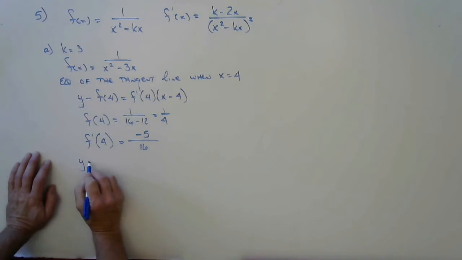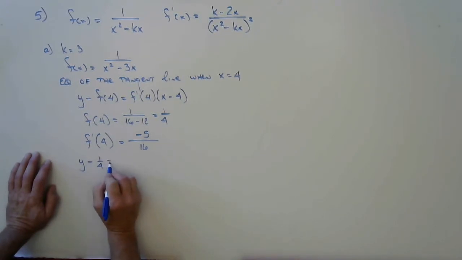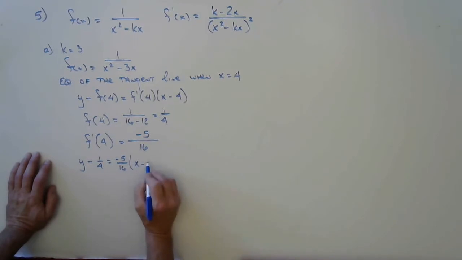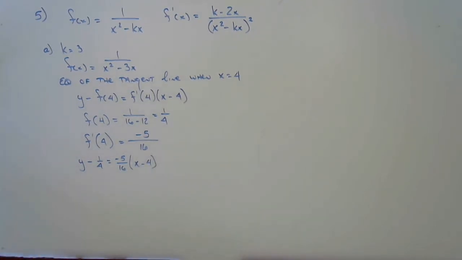This is going to be y minus 1/4 equals our slope, negative 5 over 16, times x minus 4. And that's the equation of our tangent line. That's it. We get full credit for that. That's the answer to part A.